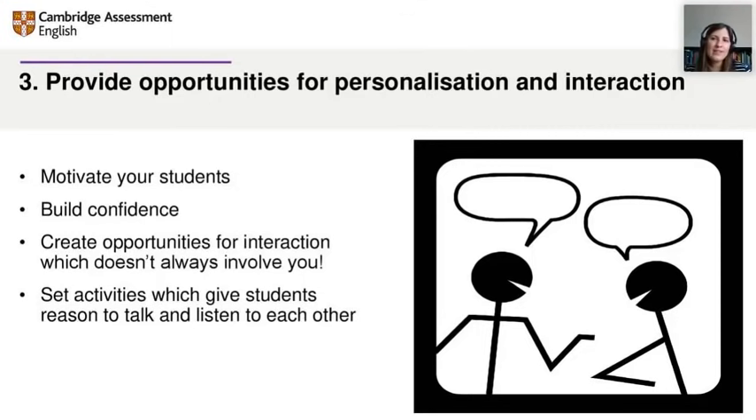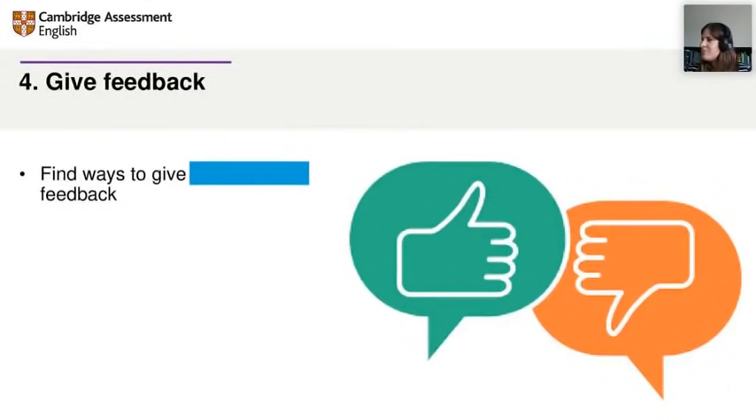So one way is to give students, lots of you are saying breakout rooms, yes. Blended learning, good. Lots of praise, absolutely. Praise is really important. Pair work, yes. So setting activities where students have to work together. So giving them a reason to talk to each other and a reason to listen to each other is very important. Let's go on to the next principle.